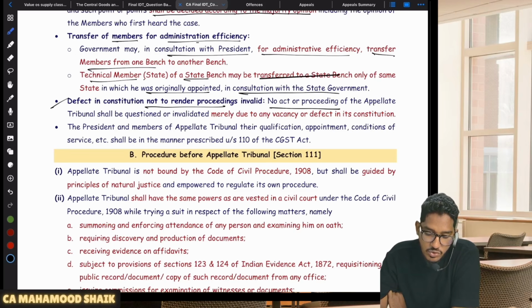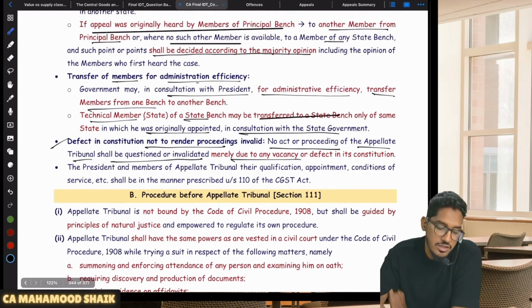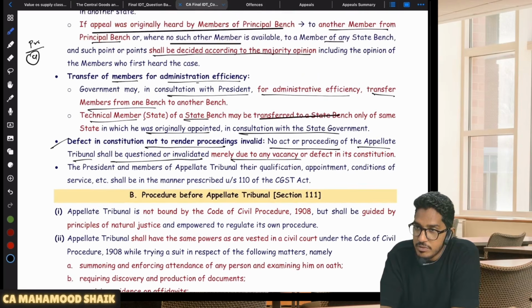Next, defect in constitution not to render proceedings invalid. Sir, what do they say here? No act or proceeding of the appellate tribunal shall be questioned or invalidated merely due to a vacancy or defect in the constitution. Let us say, for example, you take the principal bench. There should be a minimum of 4 members: president, judicial member, technical member from state, technical member from central. But let us say when your case was heard, there are only 3 people in the bench.